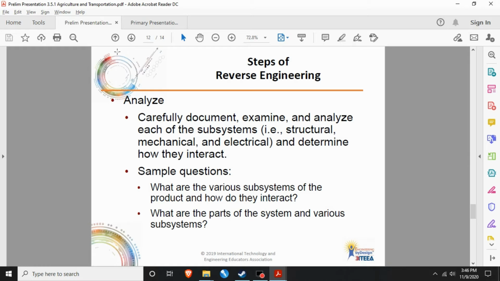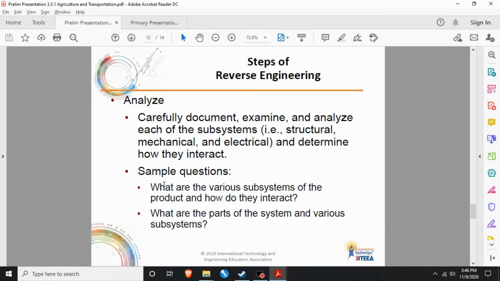Now, oftentimes in engineering, you're going to do something called reverse engineering, which is essentially taking a completed product and then disassembling and reassembling it to figure out how the product was built, how it works, and so on. When you are analyzing the product, carefully document, examine, and analyze each of the subsystems, the structural, mechanical, and electrical, and determine how they interact.